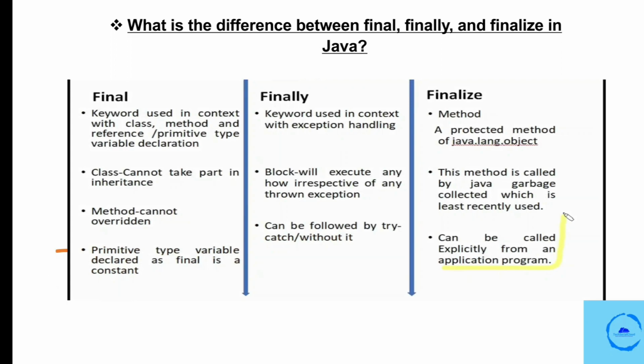The finally block is used in exception handling. It contains code that will always be executed whether an exception occurs or not. And when we talk about the finalize method, it is called by the garbage collector before an object is removed from memory. It is used to perform cleanup operations such as releasing resources. If you need this topic in detail, please place a comment. Let's move to the next question.